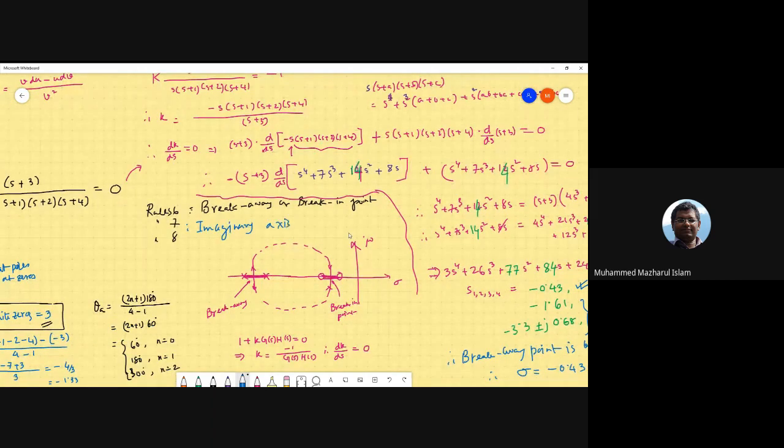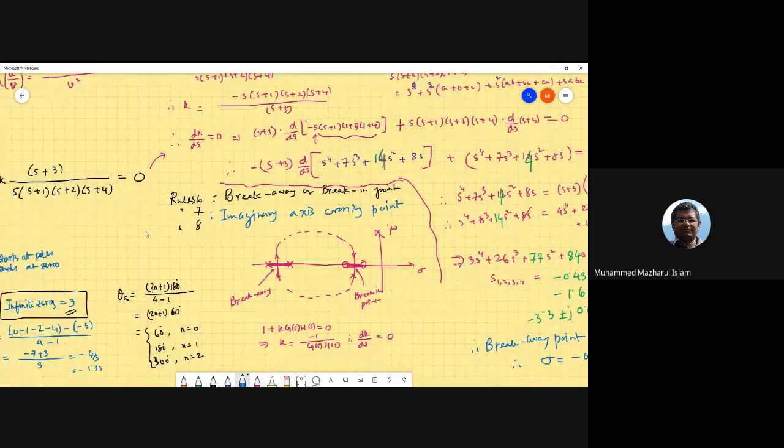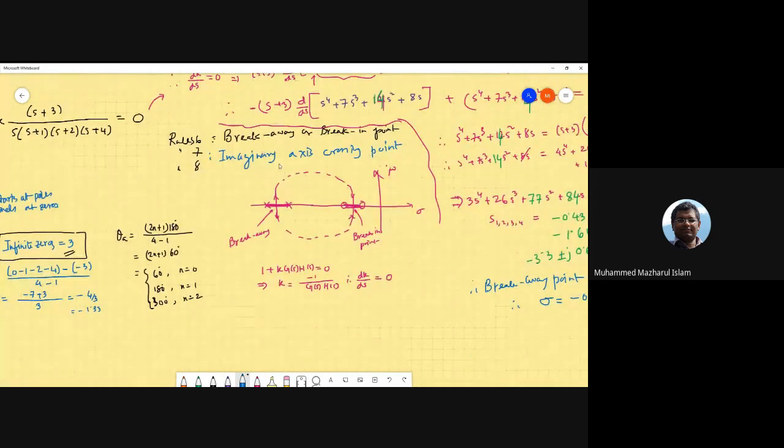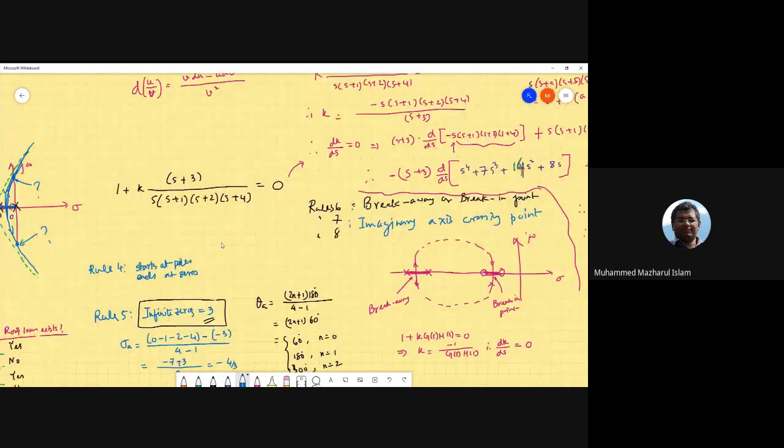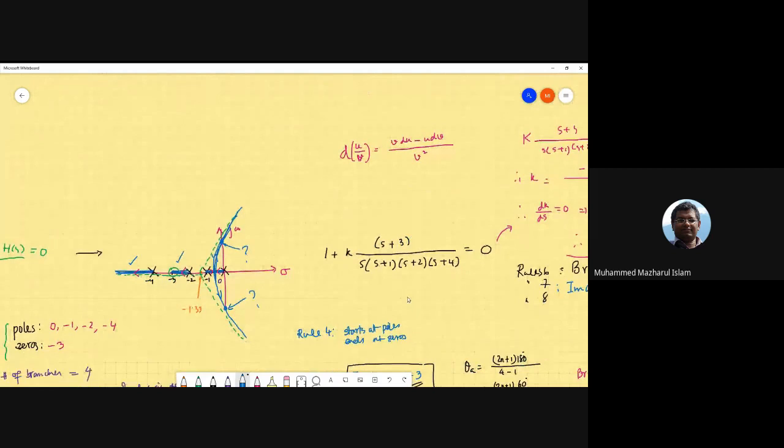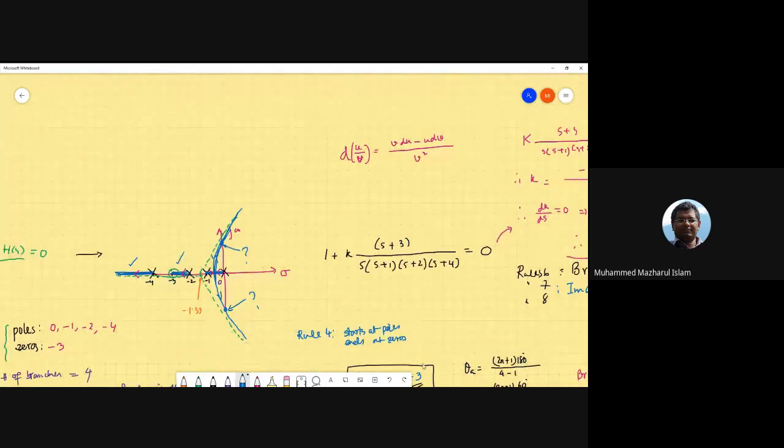Imaginary axis crossing point. Not all root loci will cross the imaginary axis. For example, the root locus shown here in pink does not have any imaginary axis crossing point, so you don't need to find the crossing point for this root locus. It depends on the type of root locus which you are handling. For this system, for example, we will have an imaginary axis crossing point.